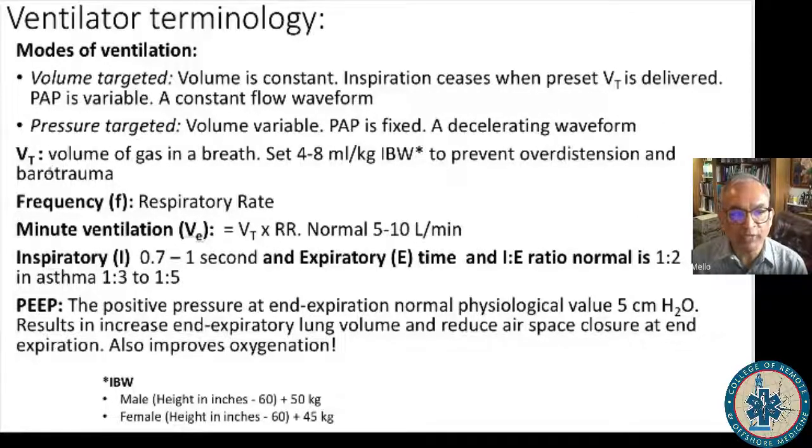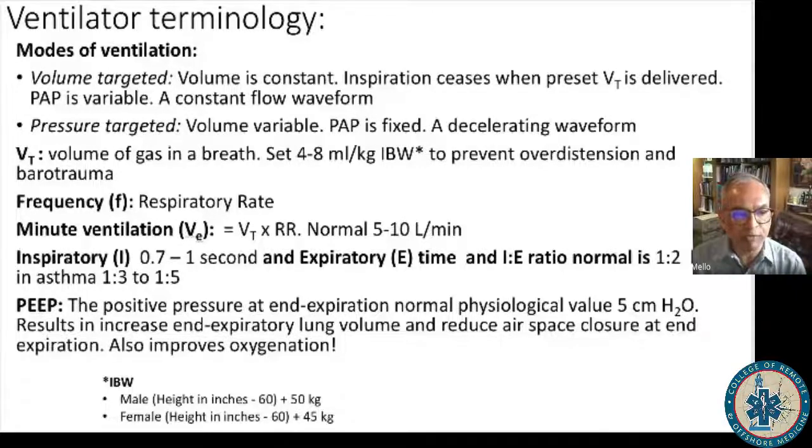So the tidal volume is the volume of gas in a breath, and it is set between 4 to 8 mL per kilogram of the ideal body weight to prevent overdistension and barotrauma. The frequency is your respiratory rate, so the minute ventilation is basically your tidal volume times respiratory rate, which is about 5 to 10 liters per minute in an adult.